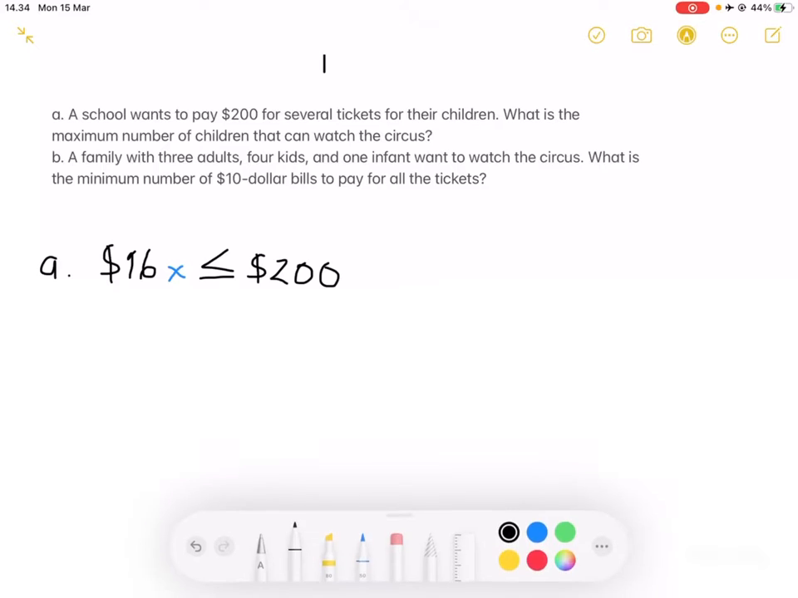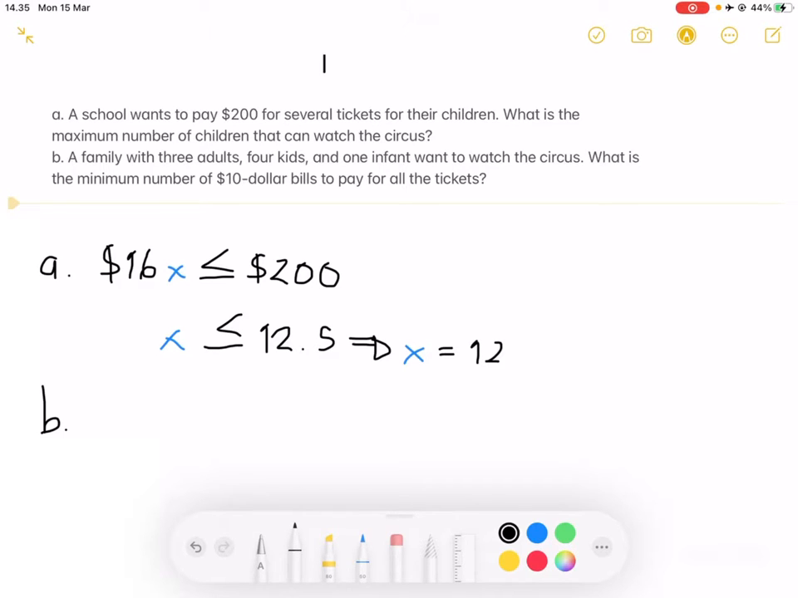Solving this inequality, you'll get x is less than or equal to 12.5. And from here we can just find the greatest integer solution of this inequality. This will give us x equals 12. So the maximum number of children that can watch the circus is 12. And for part B, a family with 3 adults, 4 kids, and 1 infant want to watch the circus. What is the minimum number of $10 bills to pay for all the tickets?